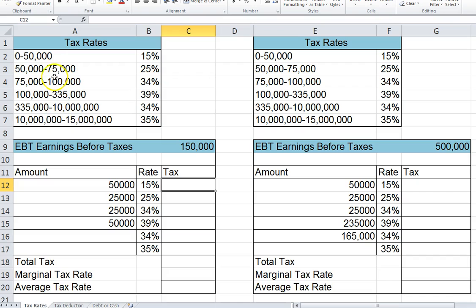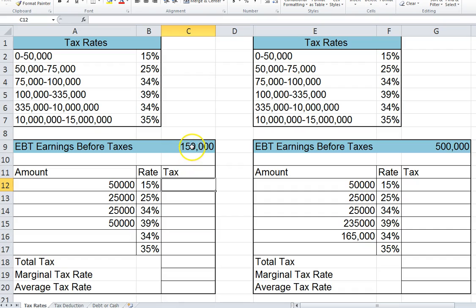So the first problem, I have the tax rates here, the tax brackets for companies. Companies that make the first $50,000 pay 15% tax on that. Then the next $25,000, the money between $50,000 and $75,000, they pay a 25% tax. Every dollar they make over $75,000 up to $100,000, they pay 34%. And any dollar above $100,000 to $335,000, they pay 39%.